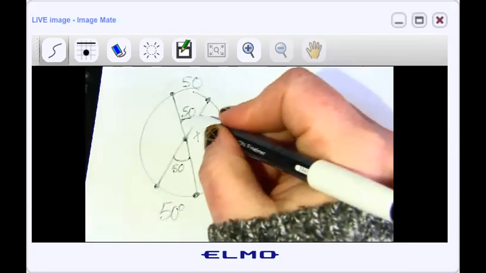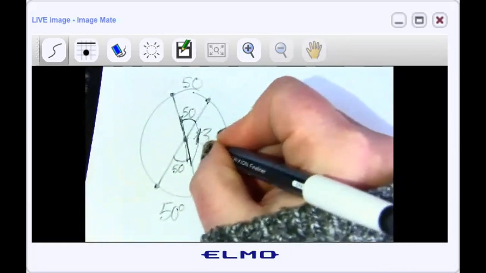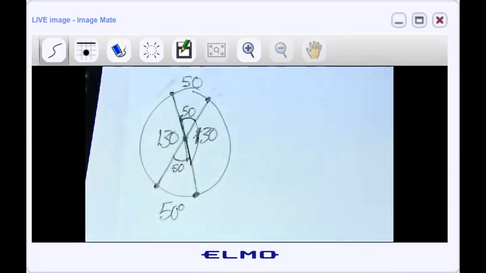Why? Because these two together make a straight line, so they have to be 180. So that means this one right here is 130, which means this one over here is 130 because they're vertical angles. I know that there's at least one or two problems on your homework that have some vertical angles, so just don't forget about them.